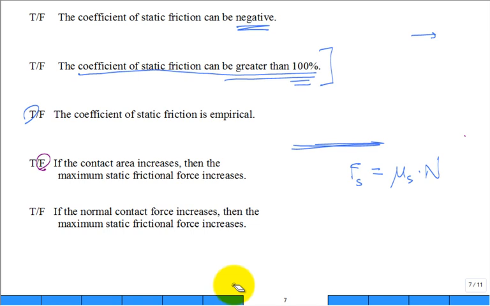All right. And if the normal contact force increases, then the maximum static frictional force increases. That's true. See, it's proportional to N.